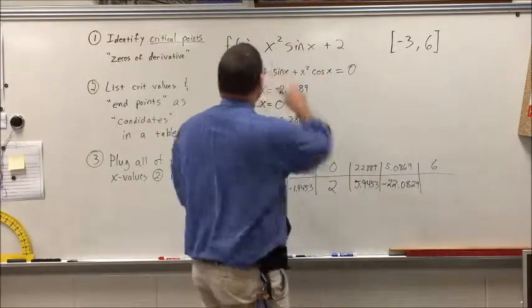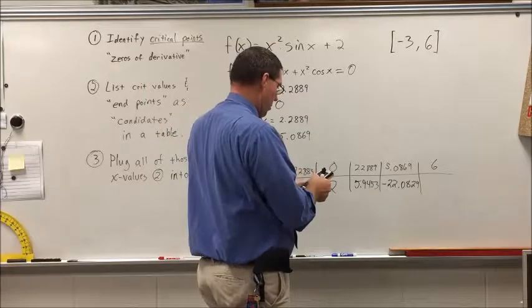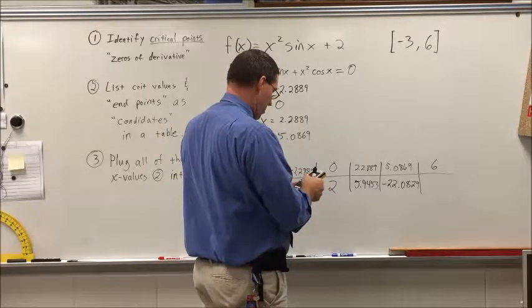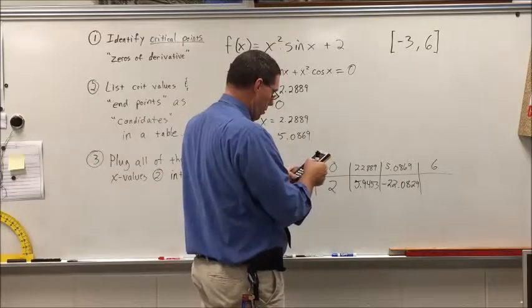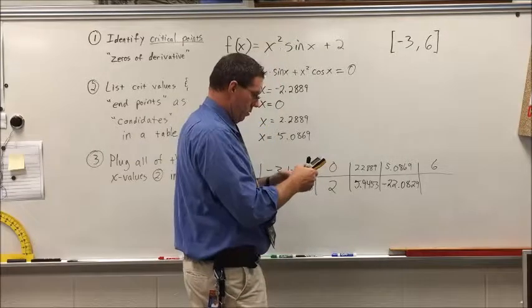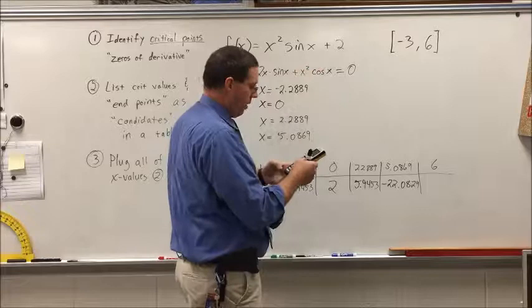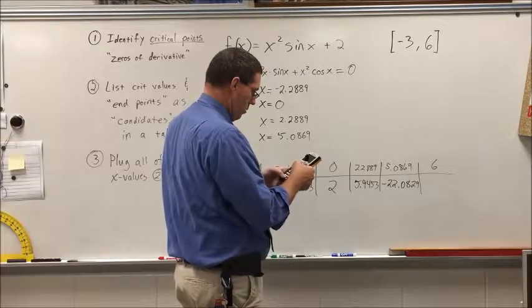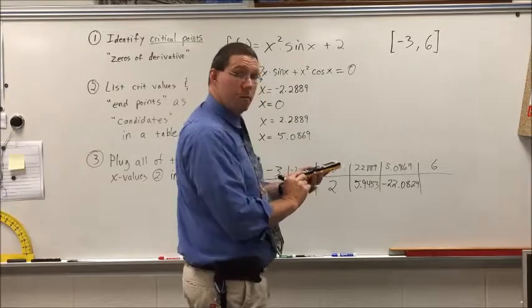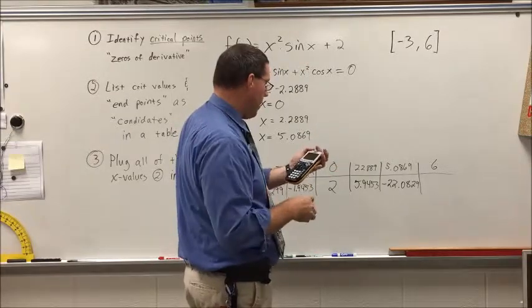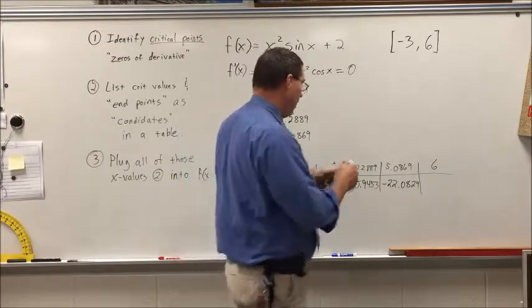Lastly, I'm going to plug 6 in here. So I'm going to do 6 squared times sine of 6 plus 2. Press enter, and I get negative 8.0589.